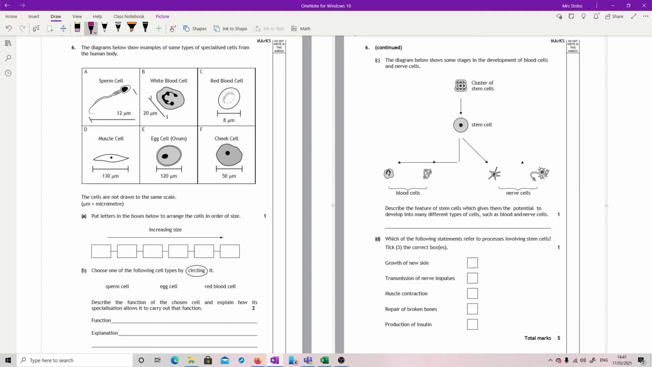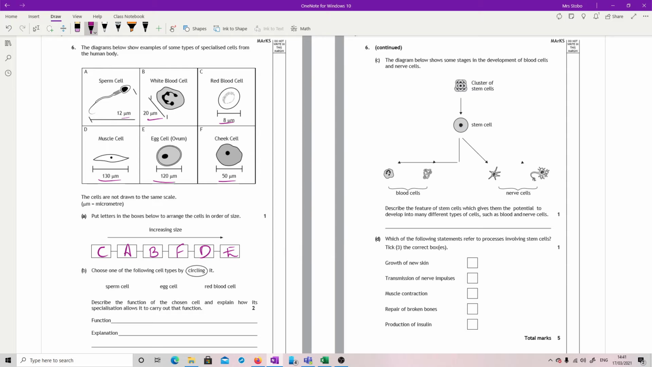I honestly, still, every time I look at this, I can't believe this was a question for you guys. But okay, red blood cell is the smallest at 8. And then we have the sperm cell at 12. Go up to 20 for the white blood cell. And then the cheek cell. And then the muscle cell. And finally, the egg cell for a mark.